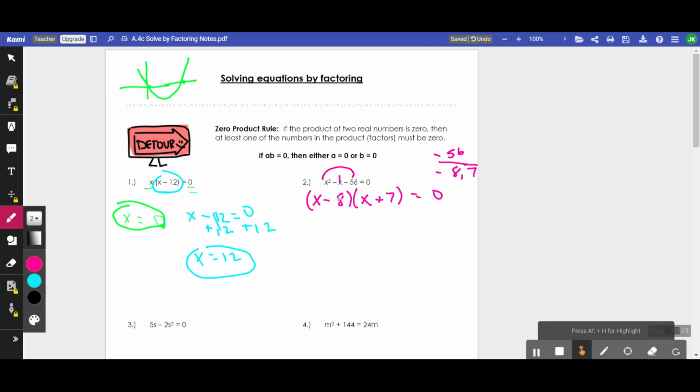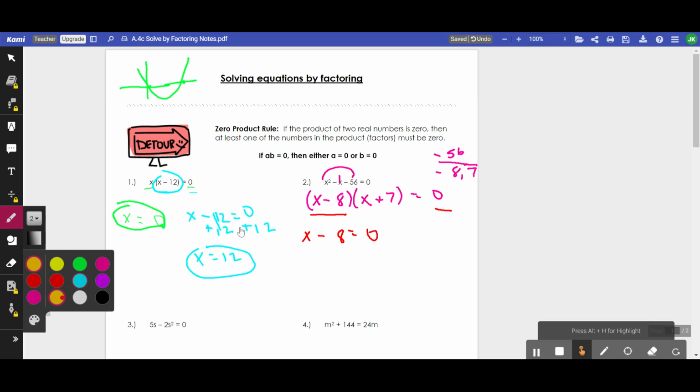So we factored this trinomial here, and then like this one here, you'll have to set each of your factors equal to 0. So your first one is x minus 8. So you'll do x minus 8 equals 0 for the first one. And then you'll have your other one there too. So then you have this one. So x plus 7 equals 0.